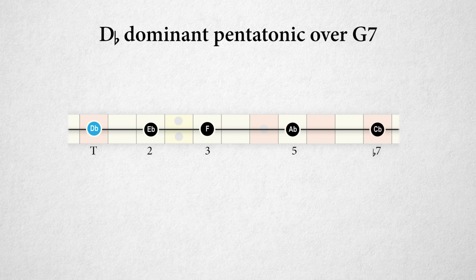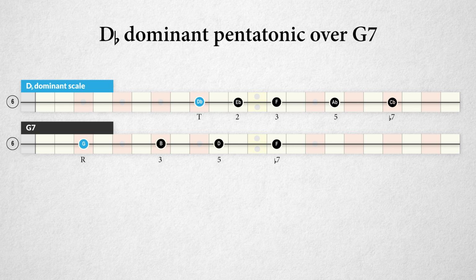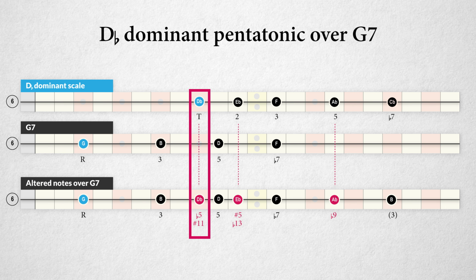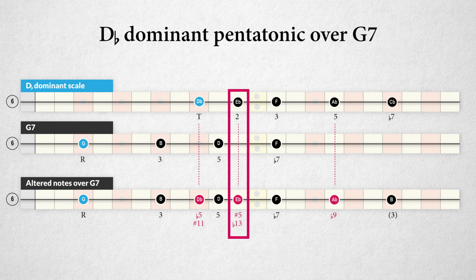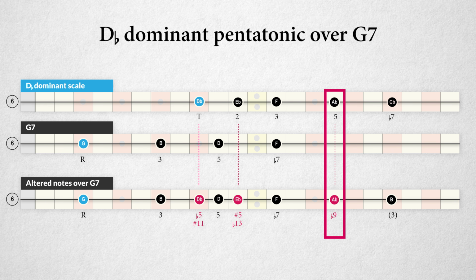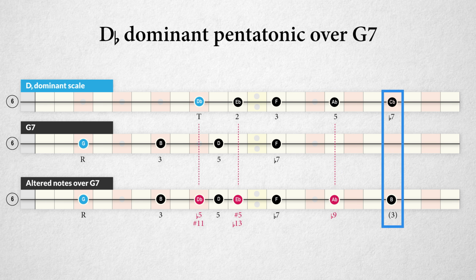Now the notes of the D flat dominant pentatonic scale are D flat, E flat, F, A flat and C flat. And over the G chord, the notes result in altered notes. D flat becomes the flat 5 or sharp 11, and E flat becomes the flat 13 or sharp 5. F is the minor 7th and A flat is the flat 9. C flat is the major third because C flat is enharmonically equal to the note B.